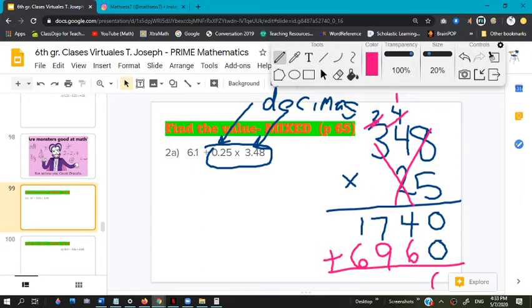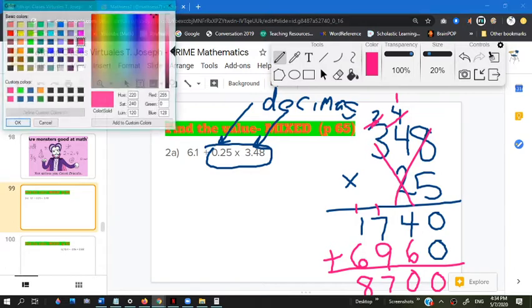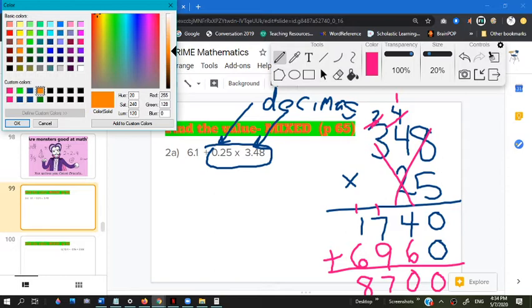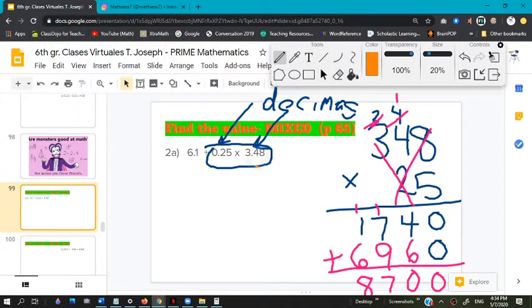0 plus 0 is 0. 6 plus 4 is 10. 7 plus 1 is 8, plus 9 is 17. 6 plus 1 is 8. So we have 8,700. Now, you're probably thinking, I don't know if we're going to figure out 8,700. Well, that's because we need to continue our problem, which has two numbers to the right of the decimal point right here, and two numbers to the right of the decimal point right here.